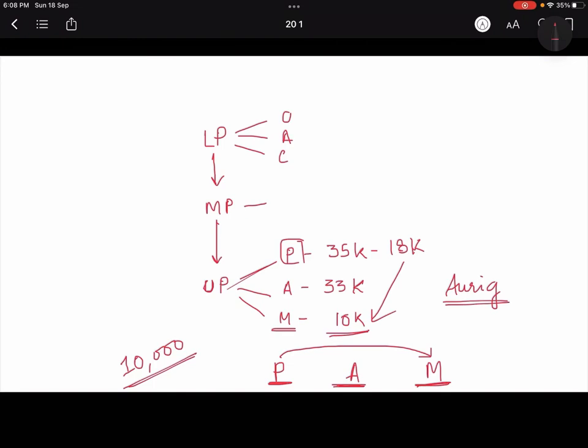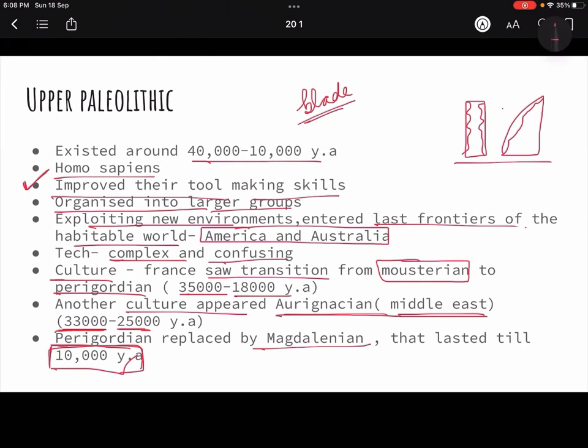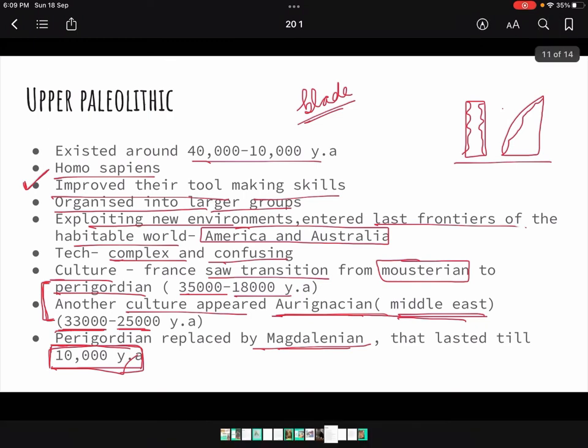it's just that the area a little bit here and there will differ, nothing else. So as you can see here, Perigordian replaced Magdalenian period, that lasted till 10,000 years, and another culture, that is Aurignacian, that must have come from the Middle East, around 33,000 years, which lasted till 25,000 years. So somewhere Perigordian and Aurignacian were present around the same times. If you find anything confusing, please hear it once more, you will get to know it better, okay.